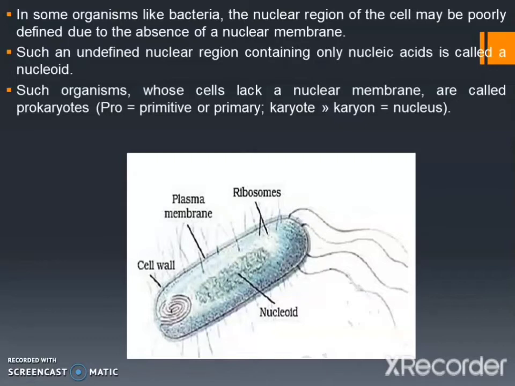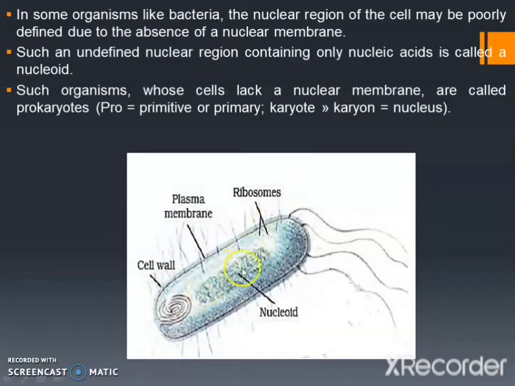So an undefined nuclear region containing only nucleic acids is called a nucleoid. So in cells like bacteria, since they do not have a proper nucleus and have an undefined nuclear region, it will contain only nucleic acid. Okay, and it is called a nucleoid. Nucleic acid means it can be either RNA or DNA, anything. Okay, and that is named as nucleoid. So in bacteria and all, they do not have a nucleus because they don't have a defined nuclear membrane.